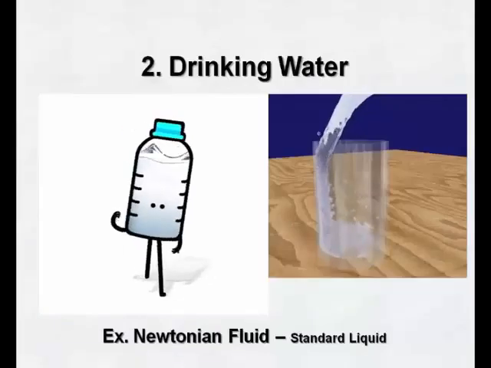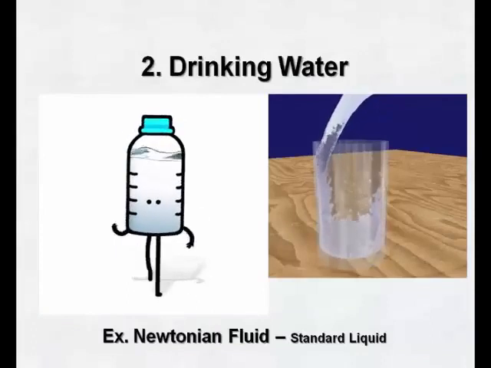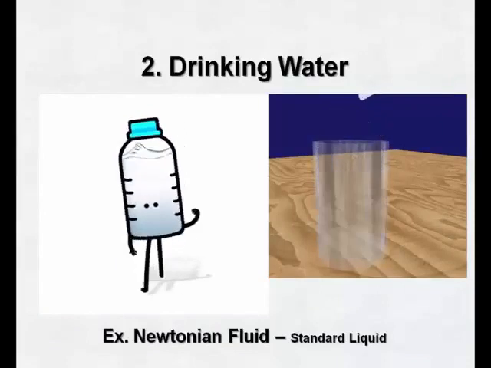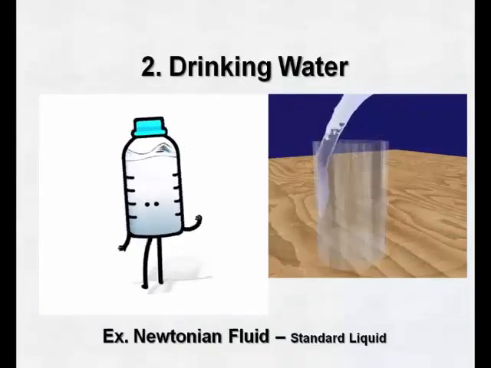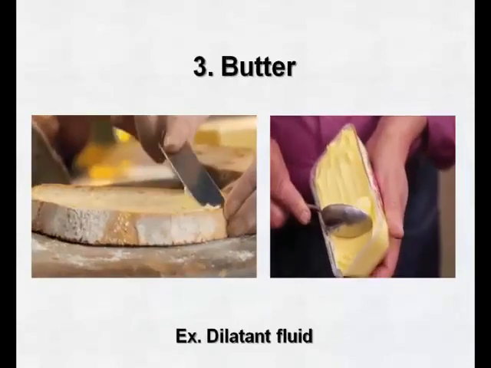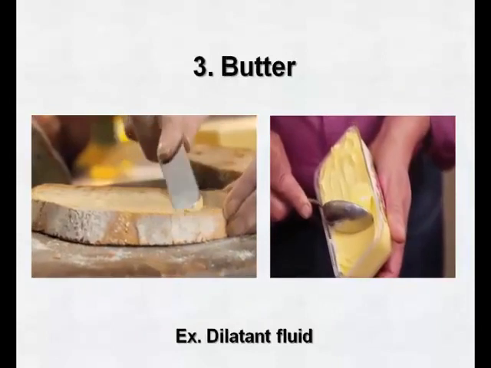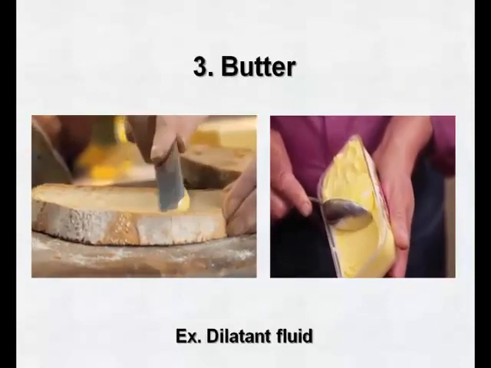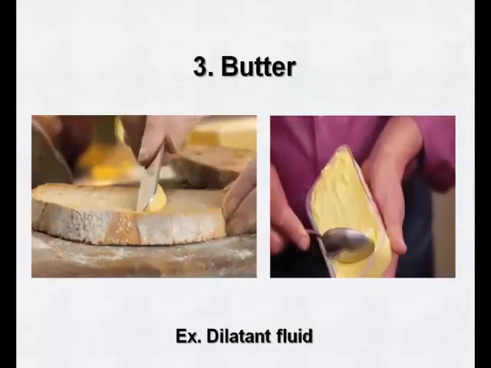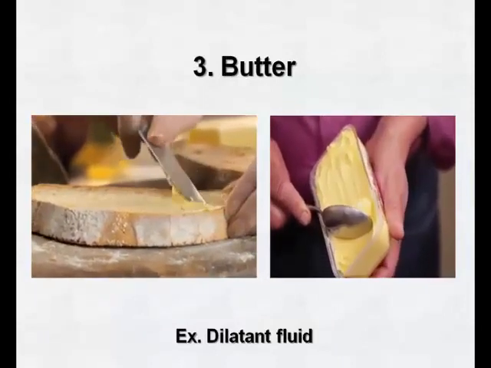Next one is drinking water. Without water, we are not able to survive. Technically, we say water is a neutral fluid, a standard liquid. The next one is butter. For butter, a small force is required to flow as a fluid. We call it a dilatant fluid. Butter is an example of a dilatant fluid.